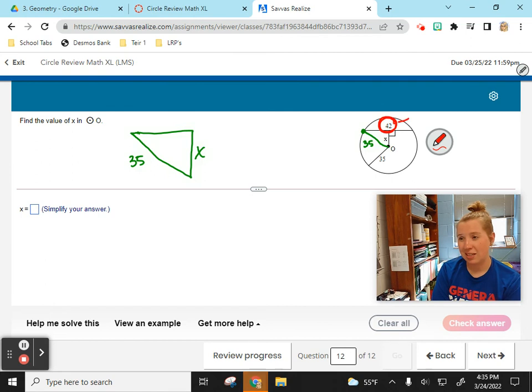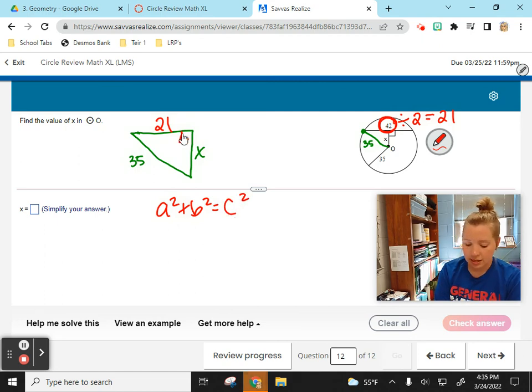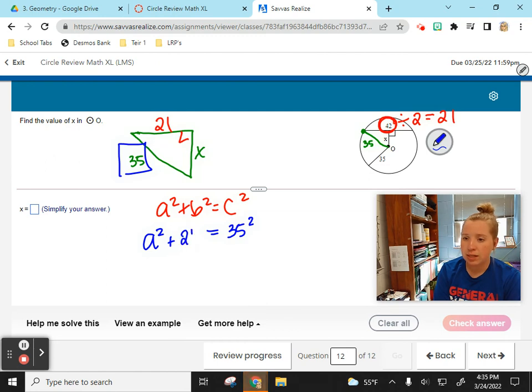And now we're not going to fall into the same trap as we did last time. This is the same exact number. I'm going to divide this by 2 to get 21. Now, we've got a squared plus b squared equals c squared. I'm going to plug in all my values. 35 is my radius, so it goes in for c. A squared, I'm going to leave alone. B squared, I'm going to say 21.